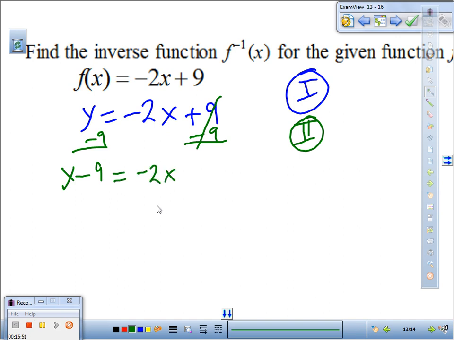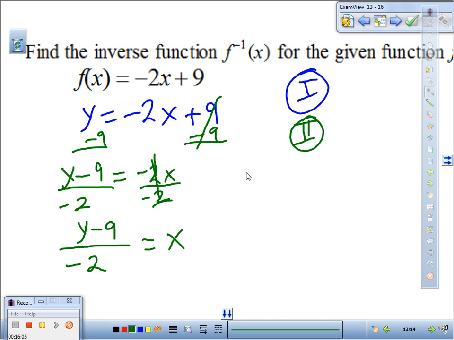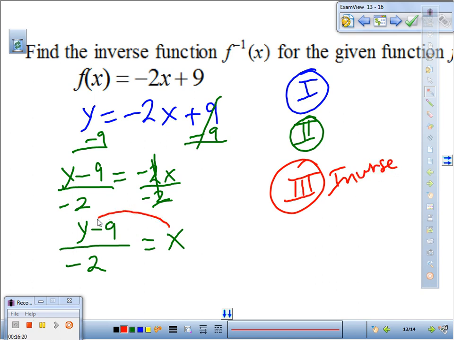Am I done solving for x? No. Divide by negative 2, divide by negative 2. y minus 9 over negative 2 equals x. Step 2 is done. Step 3. Step 3 is important because this is when we do the inverse. What does that mean, Mr. Q? Well, all we have to do is switch the variables to make it inverse. So this will become x minus 9 over negative 2 equals y.